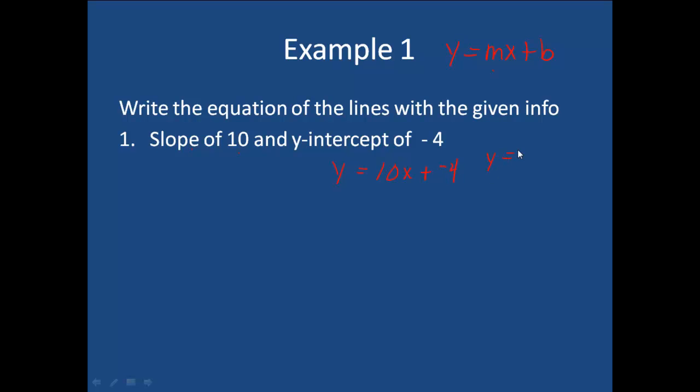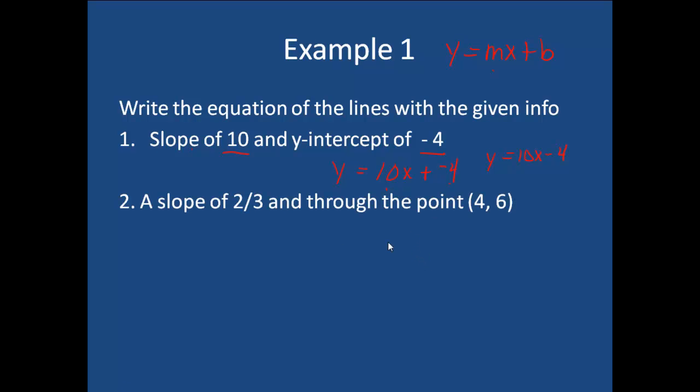Or you could write it y equals 10x minus 4. Those would still be the same type of thing. So for this one, I didn't have to do any calculation in order to find my slope or my intercept. They were given directly to me. I plug them in for m and b. Not always going to happen that way. So here's another one. A slope of 2/3, and it goes through the point 4, 6.